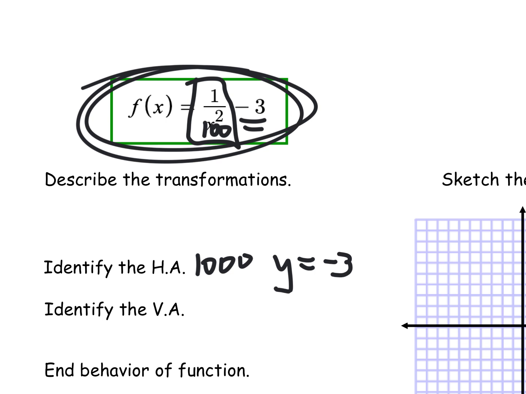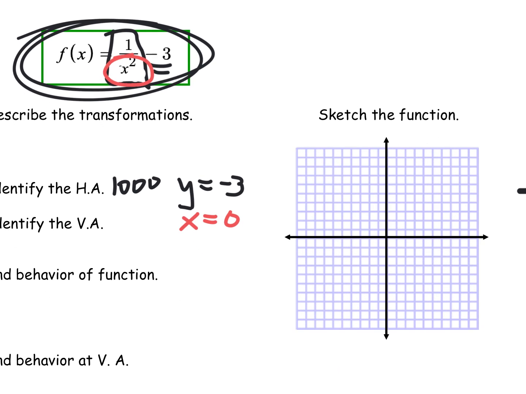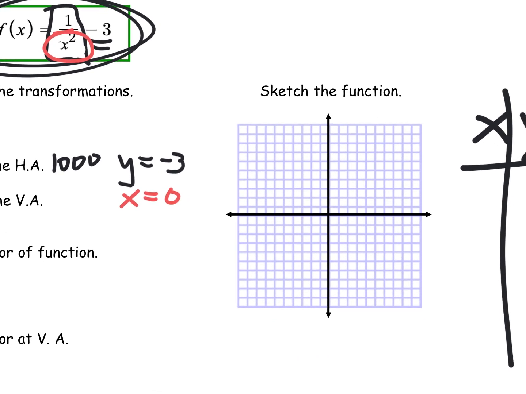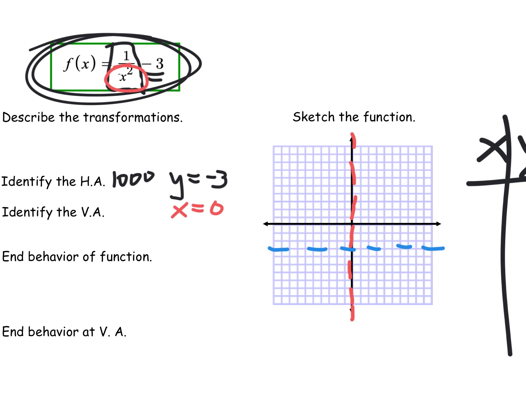And so I go x equals, and the verticals are what makes the bottom 0. What would make that 0? If x equaled 0. So there's my asymptotes. The vertical is this one. The y equals -3 is this one. And now if you just tell me a couple points, you can graph the rest of it pretty easy.